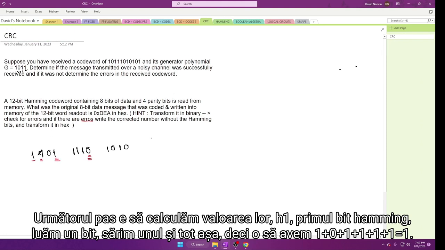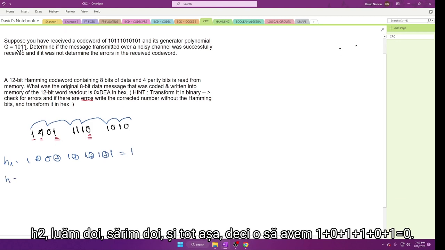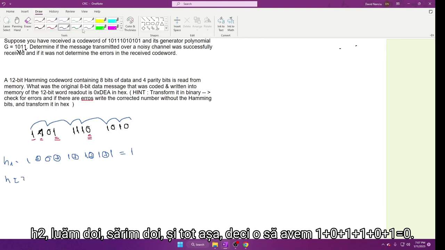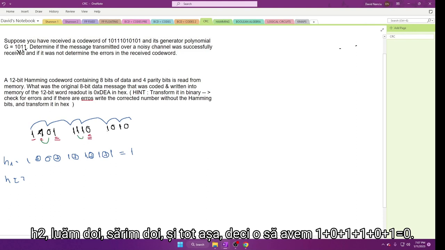All right, next step is to calculate the value of them. So we have H1, being the first Hamming bit. We take one, we jump one, we take one, we jump one, we take one, we jump one, and so on. So we'll have 1 plus 0 plus 1 plus 1 plus 1 plus 1. We have 5 values of 1, and since it's a modulo 2 addition, it will give us a 1. H2, let me switch the color. We take 2, we jump 2, we take 2, we jump 2, we take 2. So it's 1 plus 0 plus 1 plus 1 plus 0 plus 1. We have 4 values of 1, so it's 0.